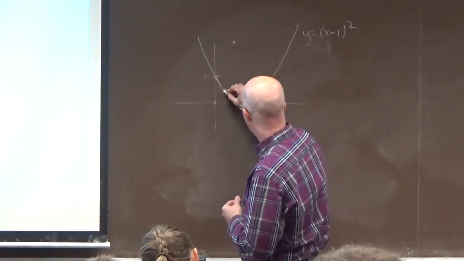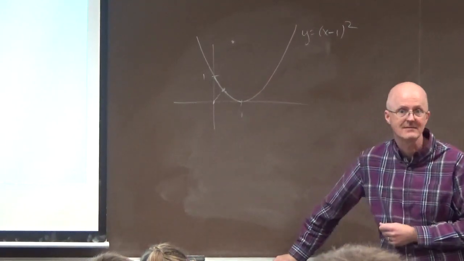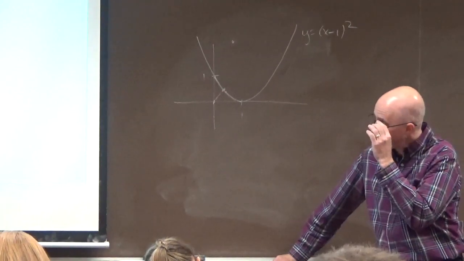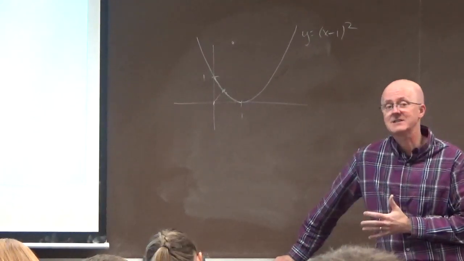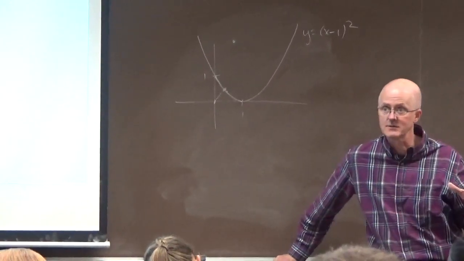Visually, it looks like it might be right about there. But what point is that exactly? That's what I'd like to find out. And I'm going to tell you right off the bat, it's easiest to minimize the square of the distance, because then you can avoid square roots.